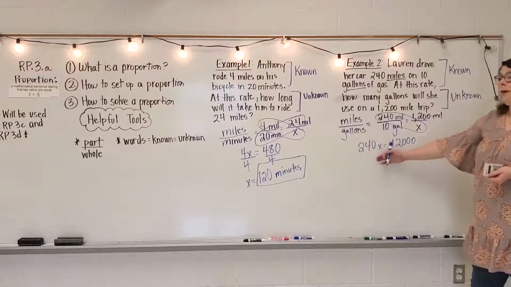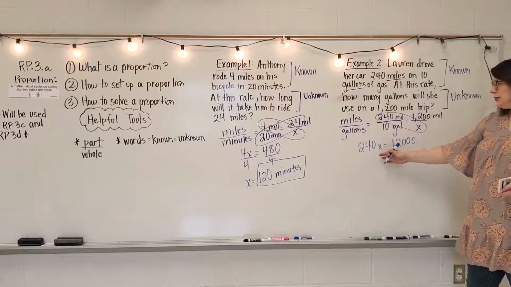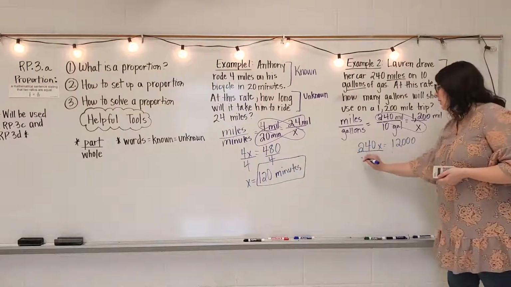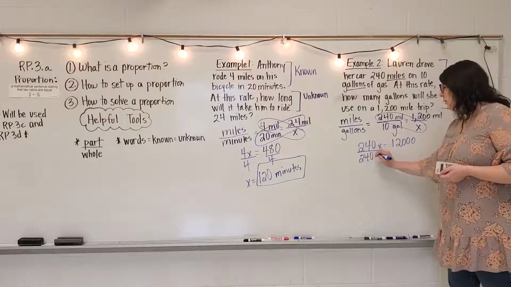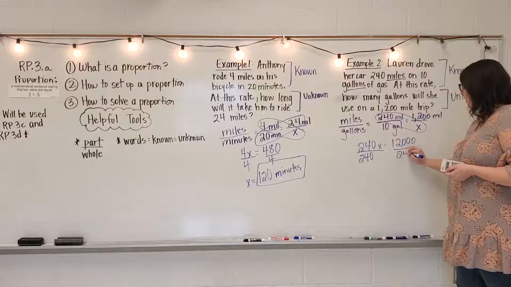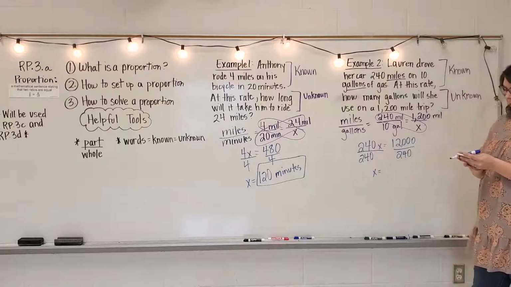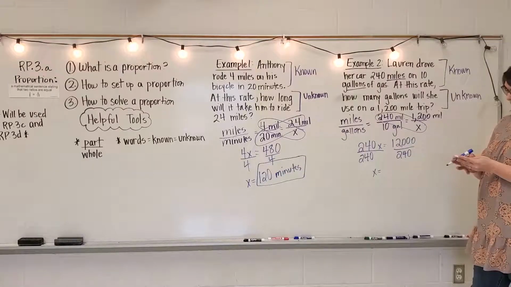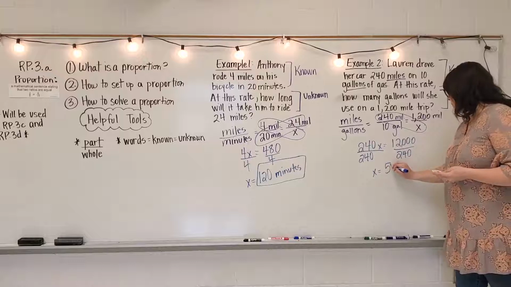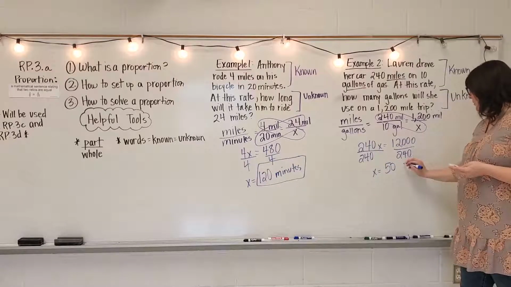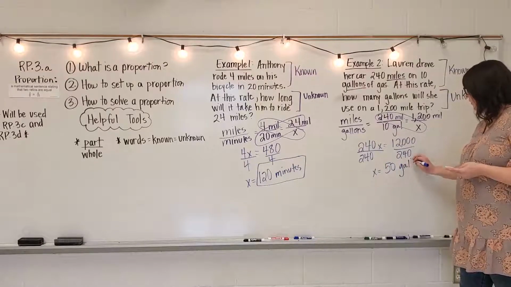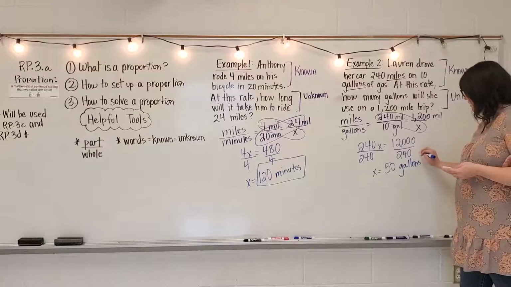Now we're going to do the inverse, or the opposite operation, to get the variable alone. So we're going to divide both sides by 240. And I get x is equal to, and we can type this in our calculator just to make sure, 50. So we were looking for gallons, and our answer is 50 gallons.